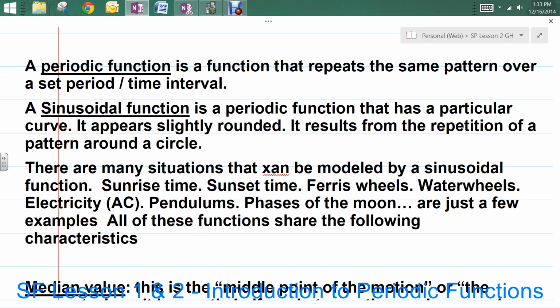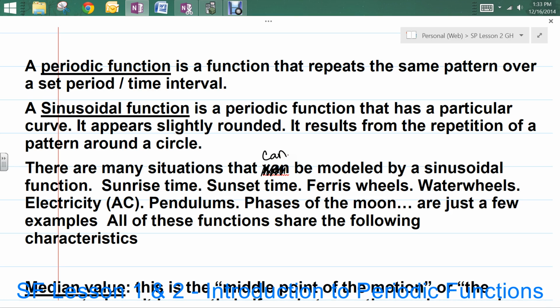There are lots of examples of sinusoidal functions. We talked about sunrise, sunset time, which can be modeled. There's also Ferris wheels, water wheels, electricity, pendulums, phases of the moon, etc.